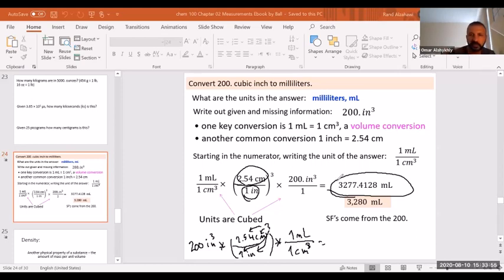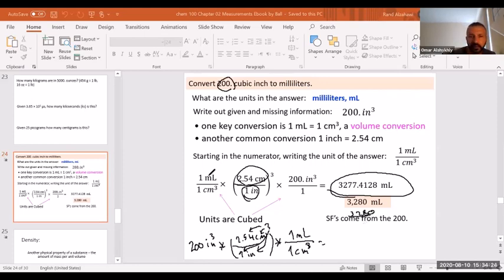3277.42 milliliter. Be careful, guys, with the significant figures. Look here. Just look for the number with the given information. So what did they give you? 200. So we have 3 significant figures. So my number is supposed to be 3 significant figures. Here it is supposed to be 3,280. There is no decimal point, so we have only 3 significant figures.